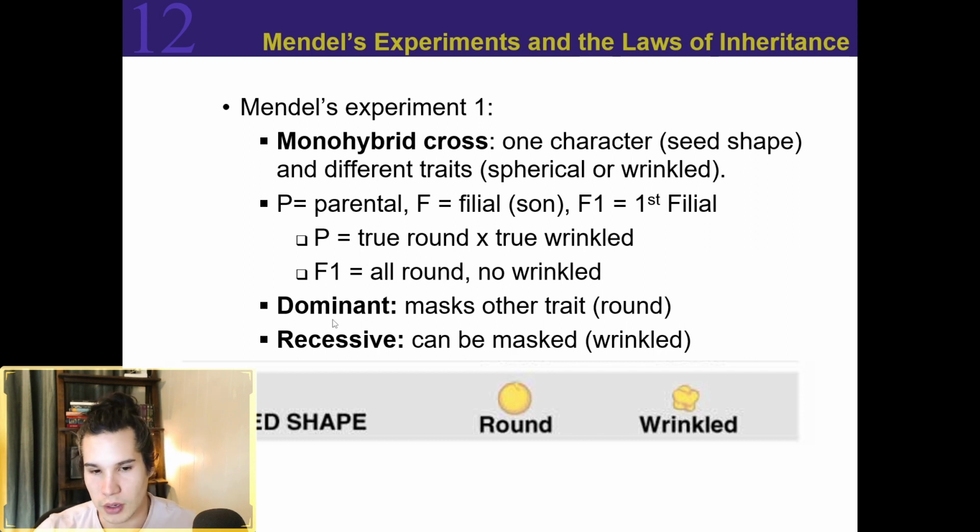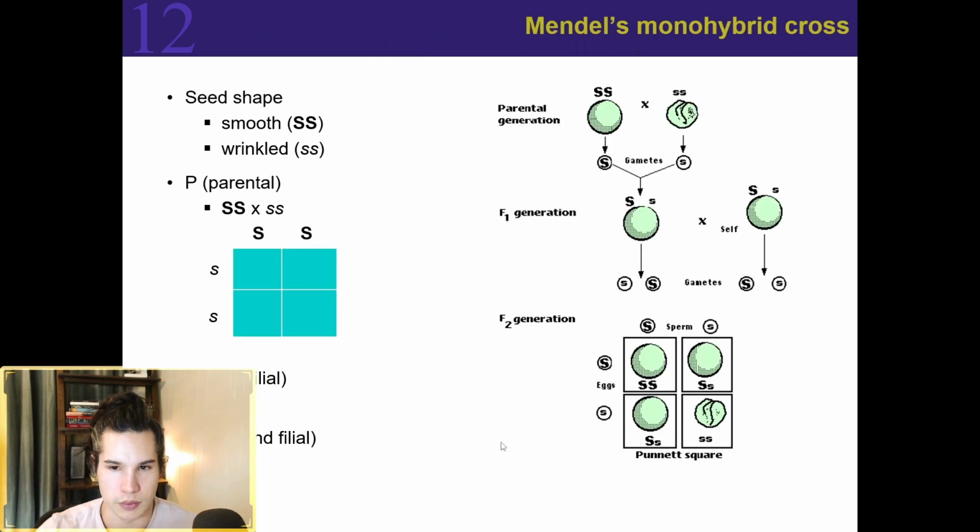If the allele is dominant, that just means that it masks the other trait. And then if an allele is recessive, that just means that even though it's present, it's going to be masked by whatever dominant allele is present. So if you're a heterozygote, you would therefore have a round seed, because the allele that contributes to the wrinkled phenotype would be masked by the dominant allele. All right, so seed shape, you have either round or you have wrinkled.